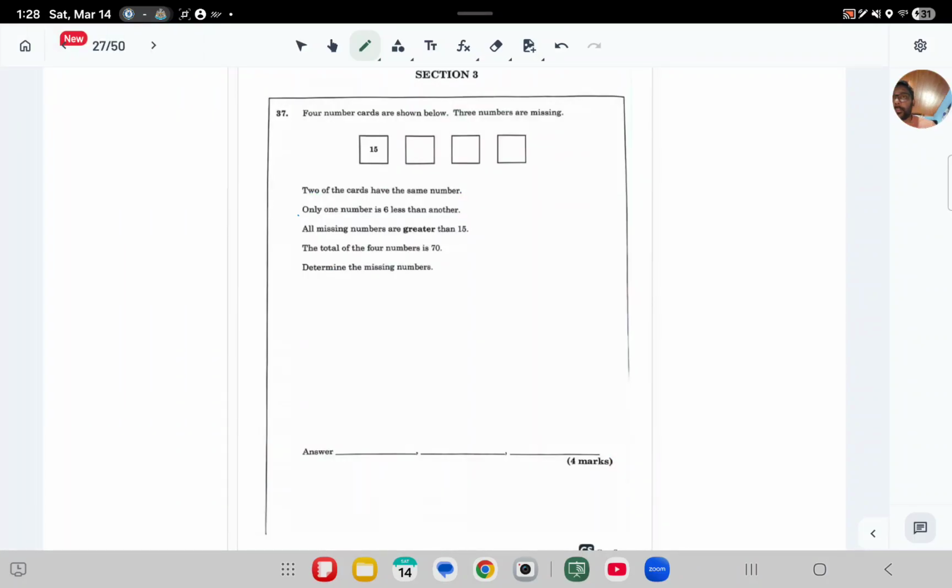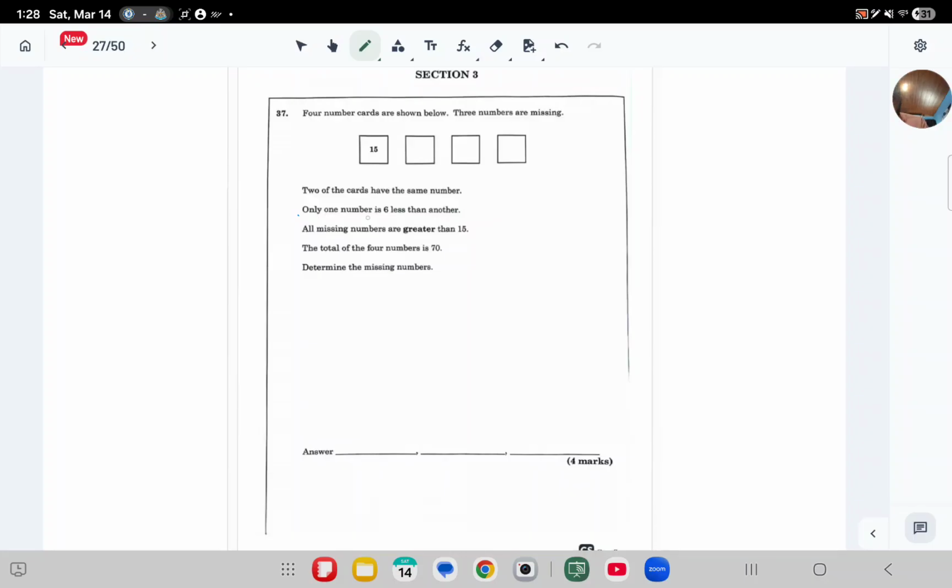The question says 4 cards are shown below. 3 cards are missing. 2 of the cards have the same number. Only one number is 6 less than another. All missing numbers are greater than 15. So that means these 3 here now have to be 16 and above, right? They said the total of the 4 numbers is 70. Determine the missing numbers.